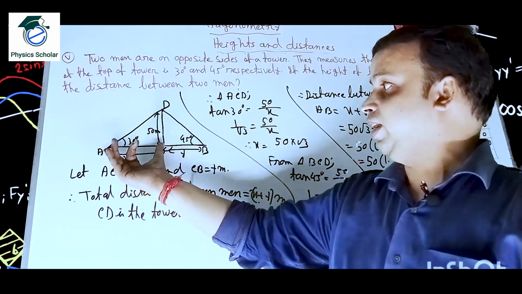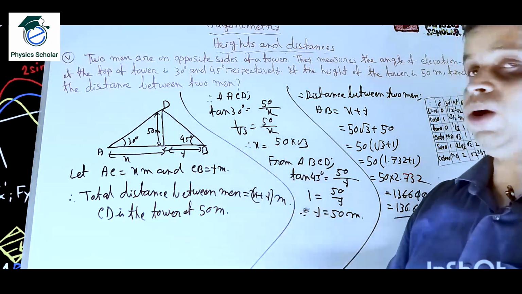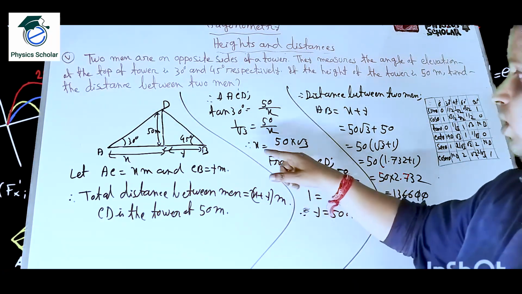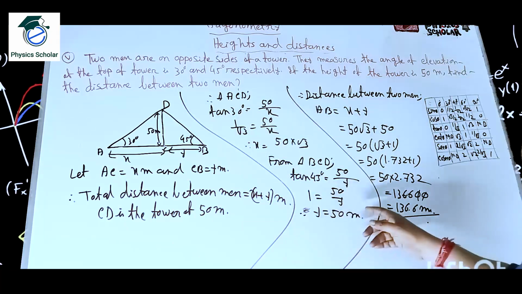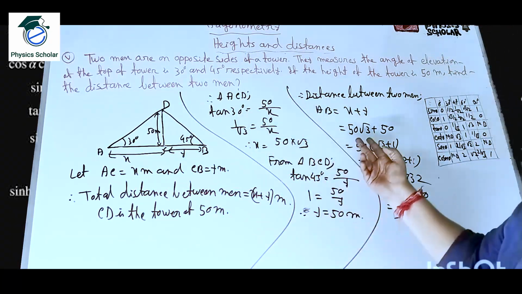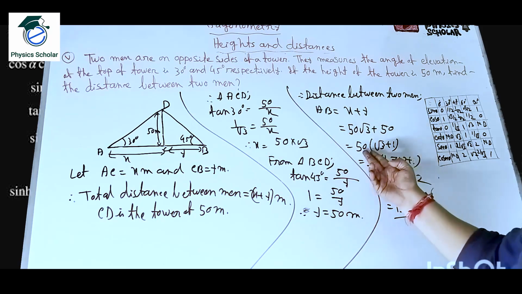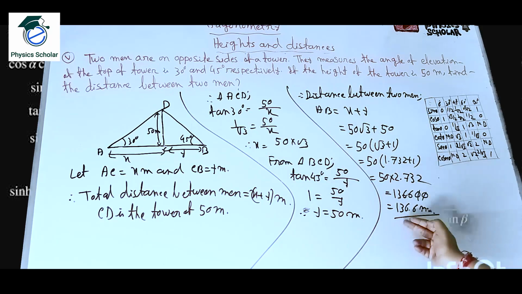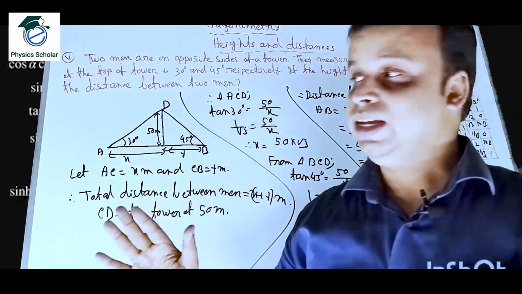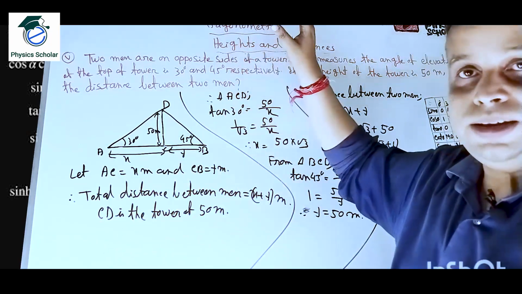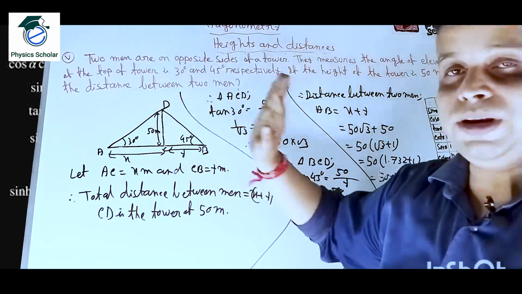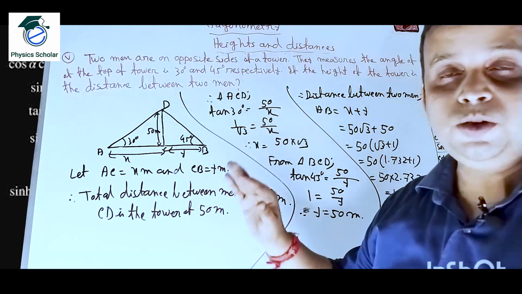So let AC be X and CB be Y. Clear? From this triangle we are getting X equal to this, and from this triangle we are getting Y equal to this. So the total distance between the two men will be X plus Y. So 50 root 3 plus 50, so 50 common, root 3 plus 1, that means this is coming. Clear? So hope you have understood this very easy type of sum. If you can understand the story of the sum and you can draw the diagram properly, this sum is very easy.